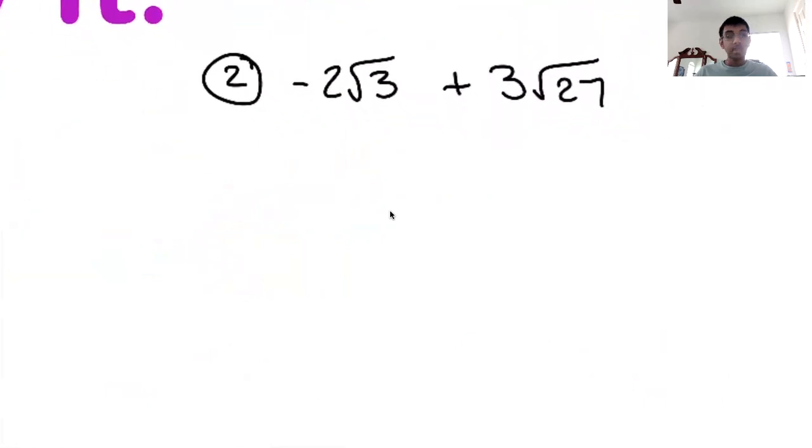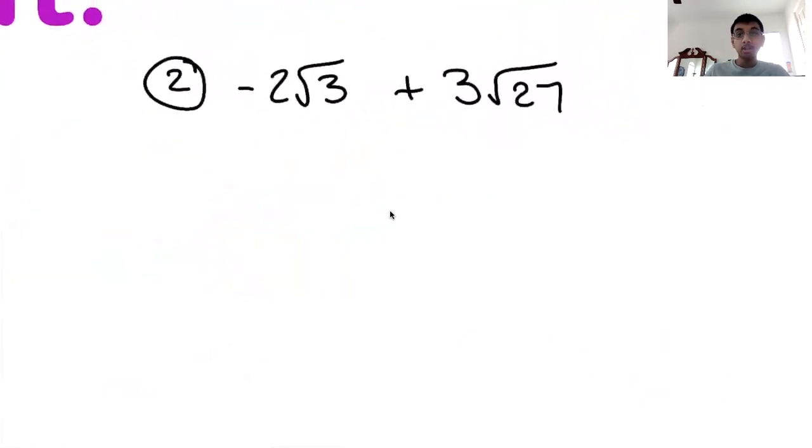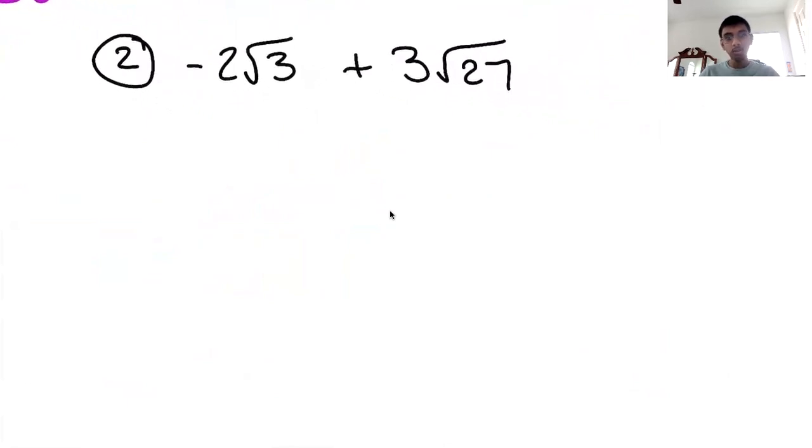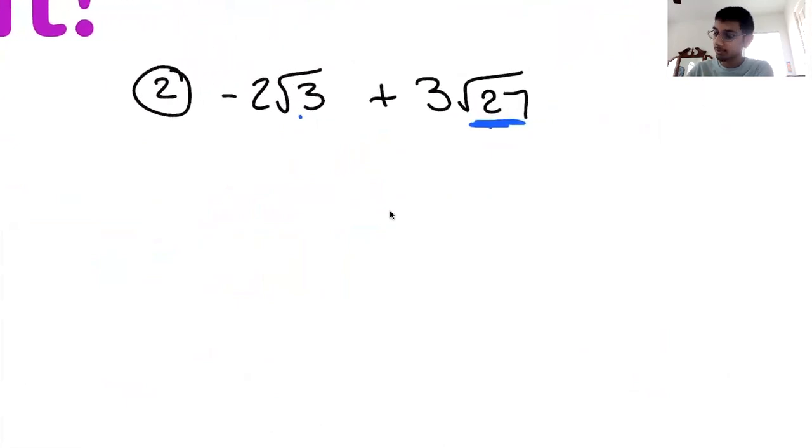Now let's do number 2. Negative 2 radical 3 plus 3 radical 27. How do we break that down? Well, this radical is simplified because there's nothing I can really simplify with 3. But 27, I think it's possible that if I take the 27, I could break that down into something further, and that could help me to simplify it eventually.